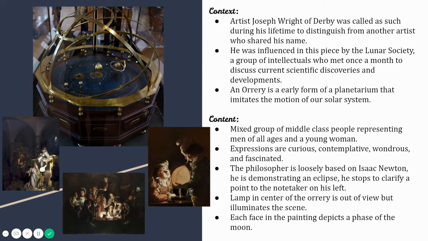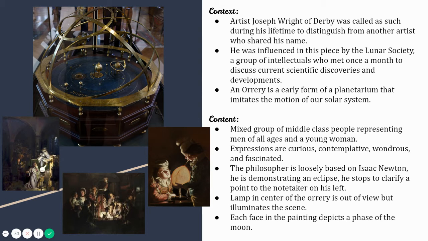He was very influenced in this piece by the Lunar Society. So it was a group of intellectuals who would meet once a month to discuss current scientific discoveries and developments. So Joseph Wright of Derby would attend a lot of these society meetings and study the intellects that were coming together to ponder and to advance their knowledge and understanding of space and science.